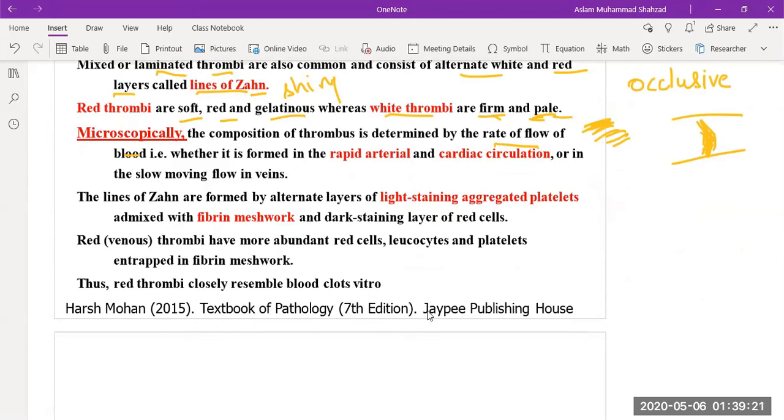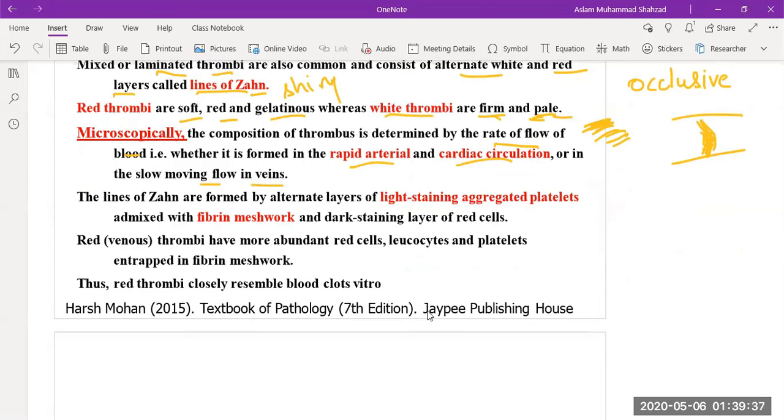And they mentioned whether it is formed in the rapid arterial and cardiac circulation or in slow moving flow in the veins. So if it is moving slow in the veins, they will be microscopically different. If they are moving rapidly in the arteries, they will be different.